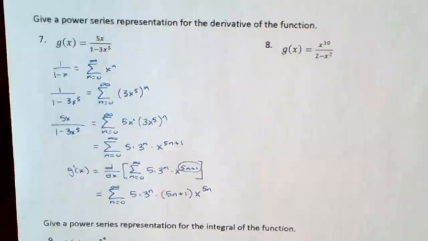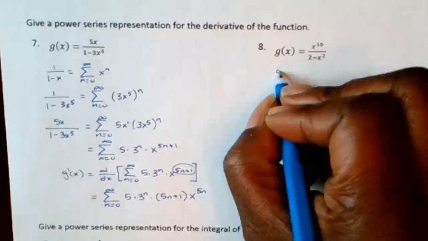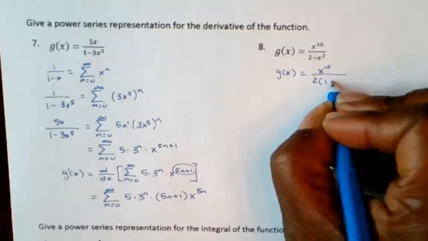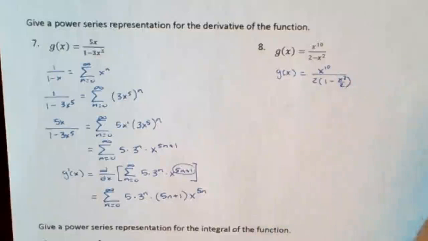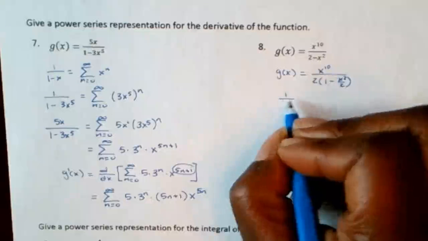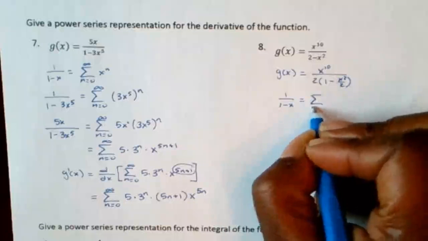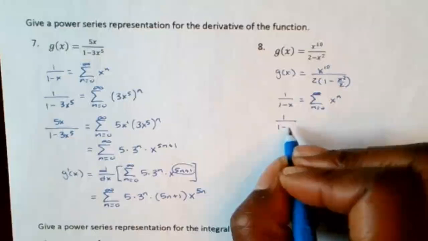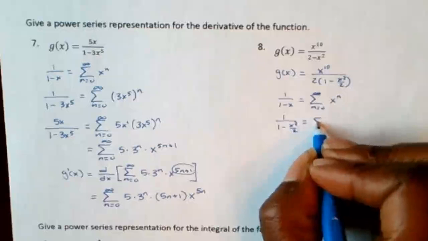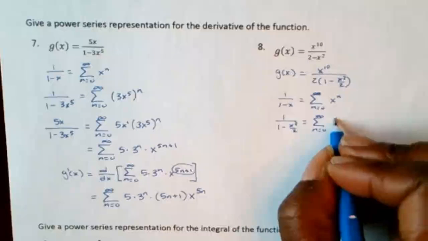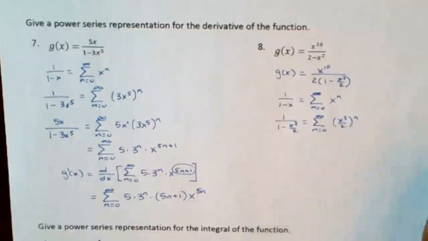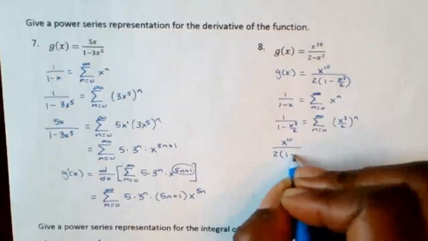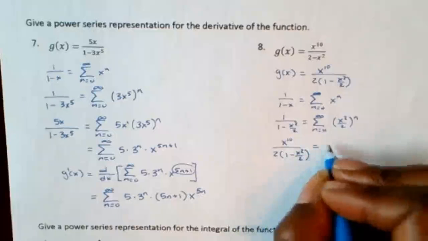All right, next one, I need to rewrite this first. I'm going to rewrite it as g of x equals x to the 10th over 2 times 1 minus x squared over 2. All right, so then when I build my series, I have 1 over 1 minus x is my sum, n equals 0 to infinity of x to the n. And then I have 1 over 1 minus x squared over 2 is the sum, n equals 0 to infinity of x squared over 2 to the n. And then I got to multiply by x to the 10th over 2. So I get x to the 10th over 2, 1 minus x squared over 2 equals the sum.